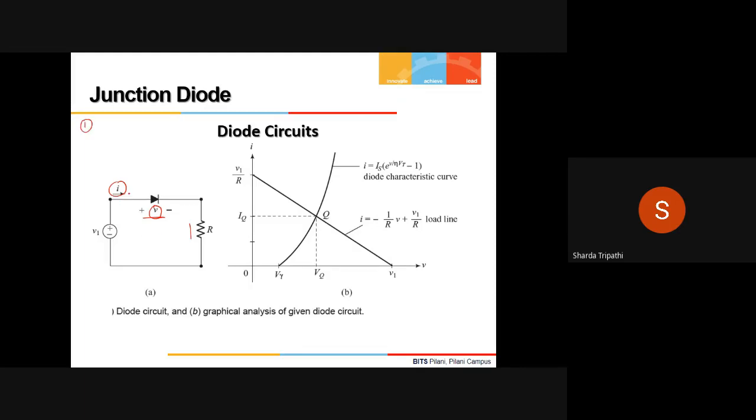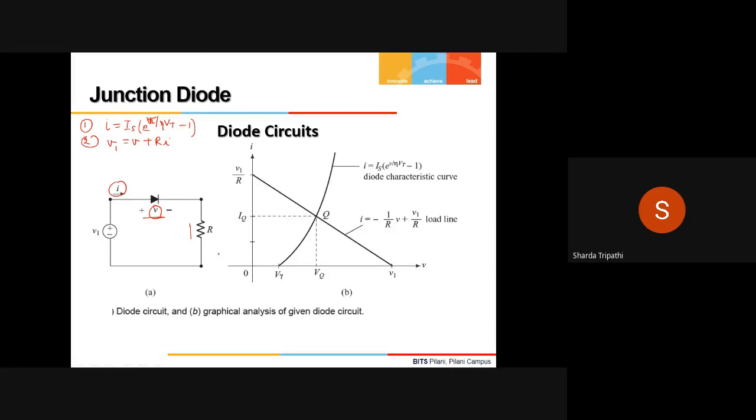So first equation comes from the equation of current of the diode. My first equation is I is equal to Is multiplied by e raised to the power of small v divided by eta Vt minus 1. This is my first equation. And then the second equation is, if I apply KVL into this circuit, then I will have V1 is equal to small v plus R into I. This is by applying KVL in this.